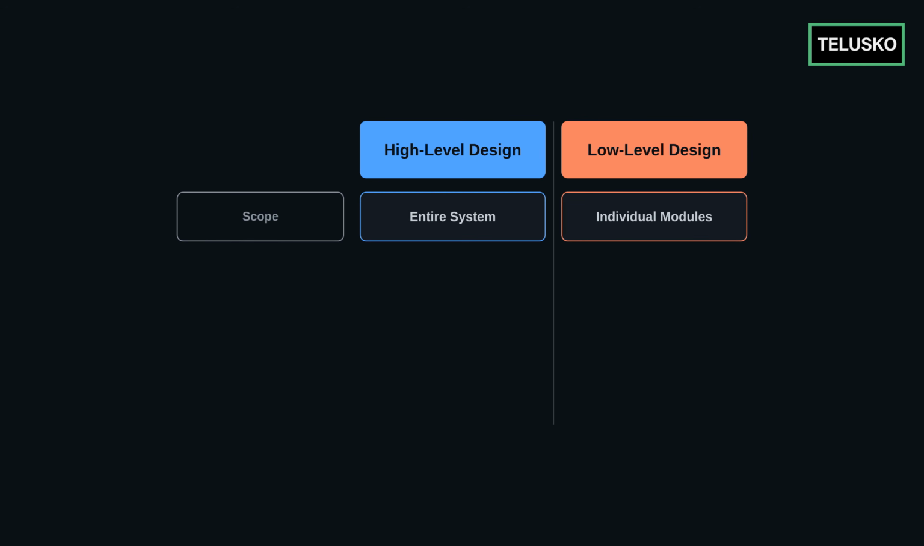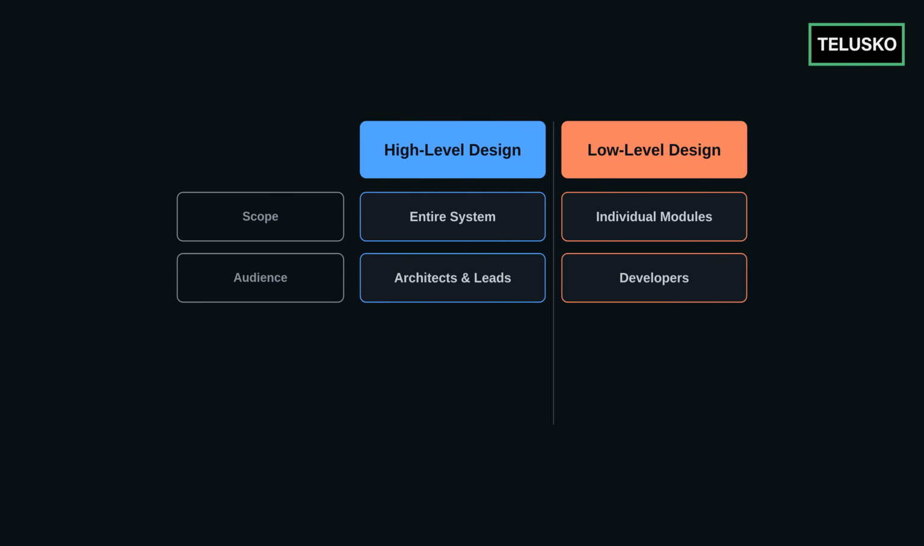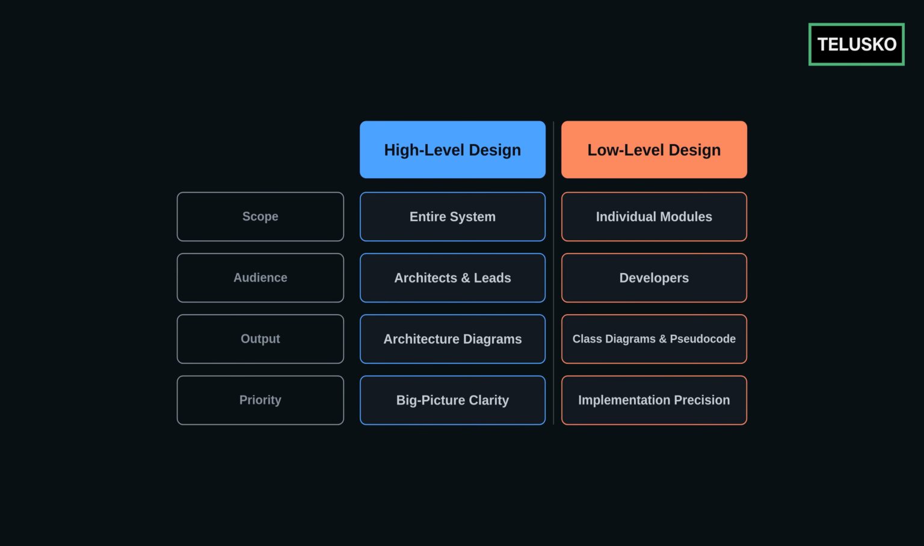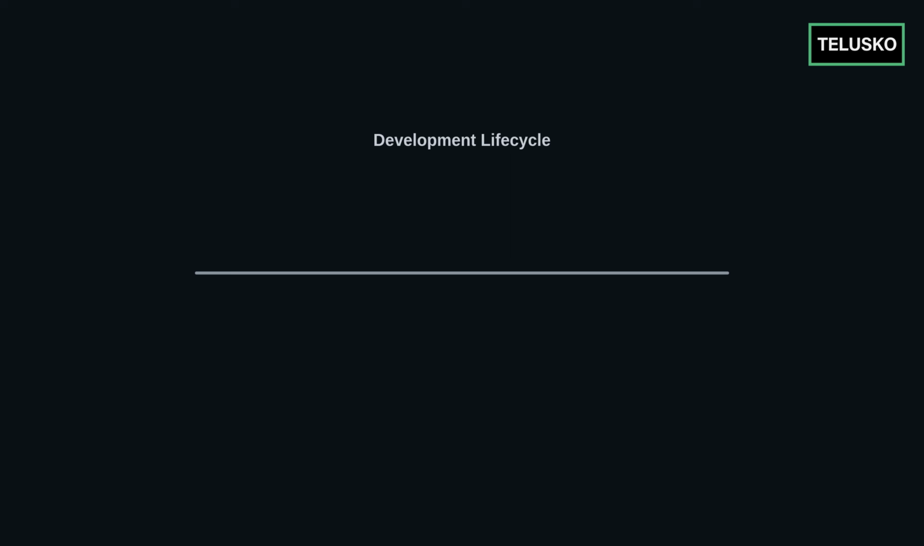High-level design looks at the entire system from a distance, targets architects and team leads, produces architectural diagrams, and prioritizes big-picture clarity. Low-level design zooms into individual modules, targets developers writing code, produces class diagrams and pseudocode, and prioritizes implementation precision. You never choose one phase over the other because they serve completely different purposes in your workflow.